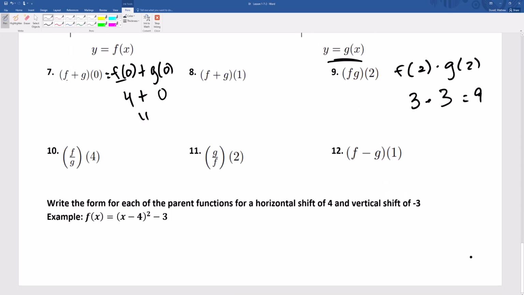Now it says write the form for each of the parent functions for a horizontal shift of 4 and a vertical shift of negative 3. So there it is for the quadratic. Now you just have to go in and draw the rest of them. So you need to write the one for cubic. You need to write the one for square root, etc., etc. So you need to write all the different forms for all the different graphs.